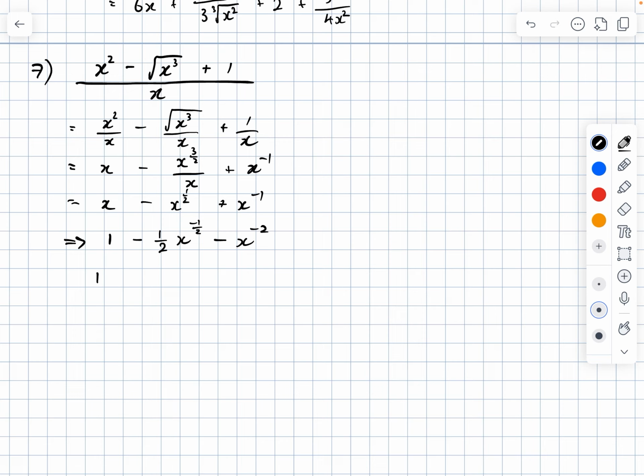Simplifying, we get 1 minus 1 over 2 x to the power of 1/2 minus 1 over x to the power of 2. And rewriting this in its original form, we get 1 minus 1 over 2 square root x minus 1 over x squared.